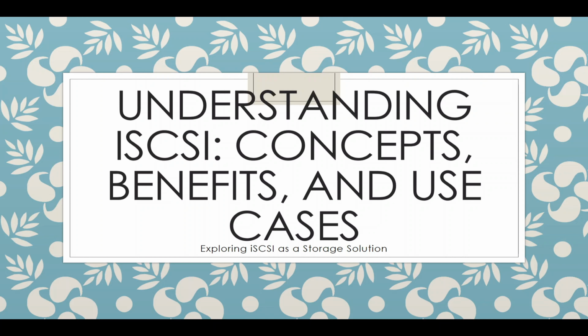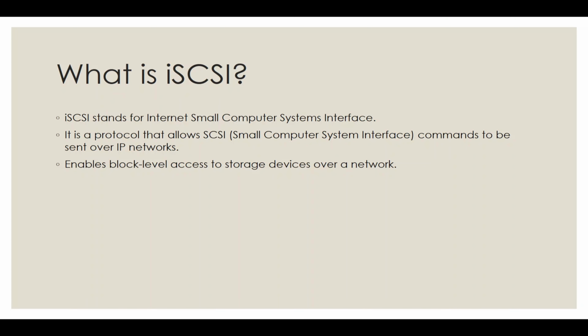iSCSI is a network protocol that allows servers or computers to access storage devices as though they are directly attached to them, even if they are physically located far away. This is achieved by sending iSCSI, or Small Computer System Interface, commands over an IP network, typically using Ethernet. Unlike file-based protocols like NFS or SMB, iSCSI, or Internet Small Computer System Interface, operates at the block level, meaning it interacts with raw storage directly, which makes it feel like a local disk.